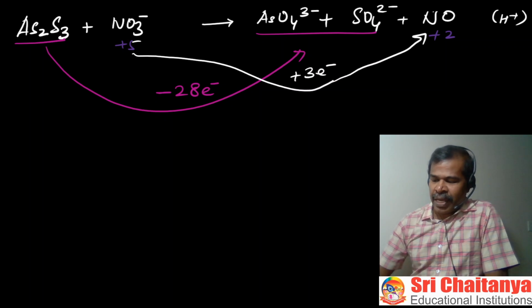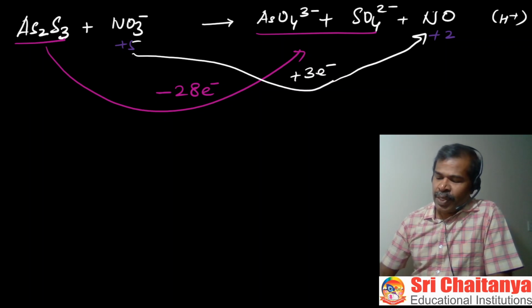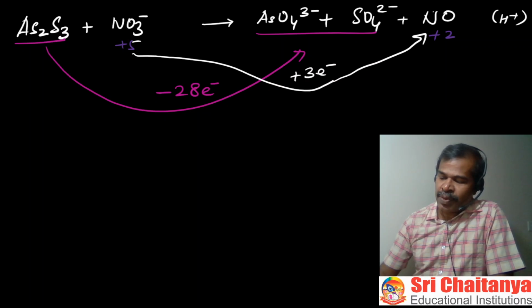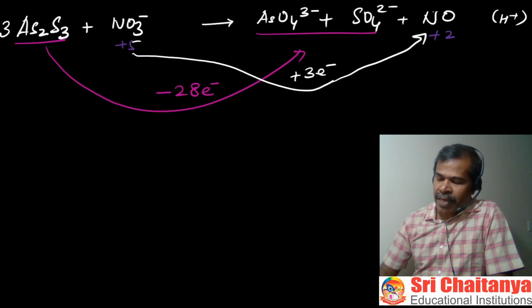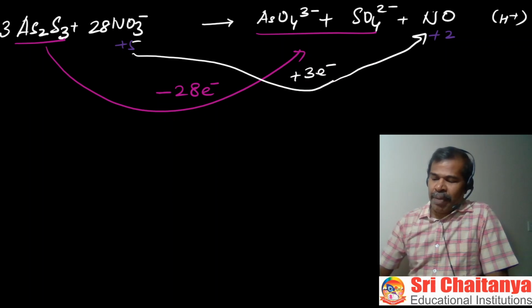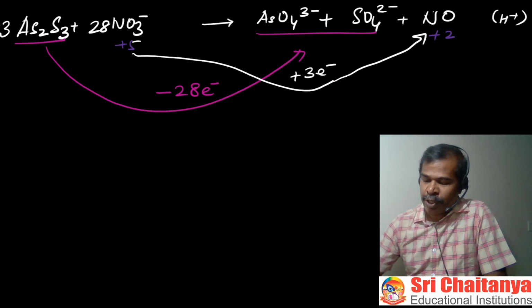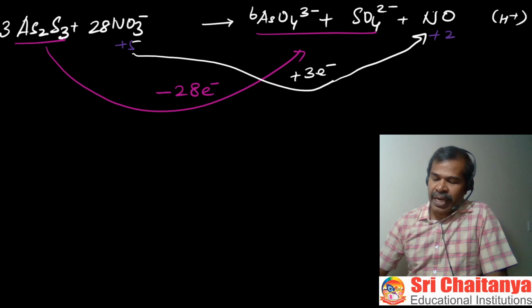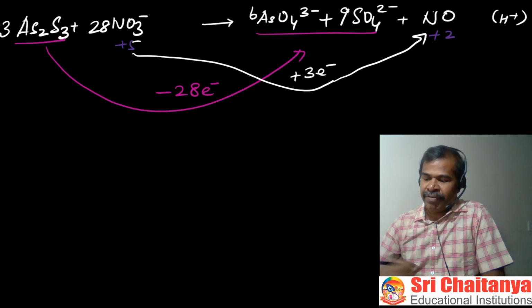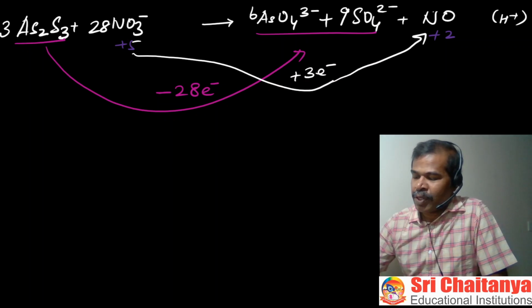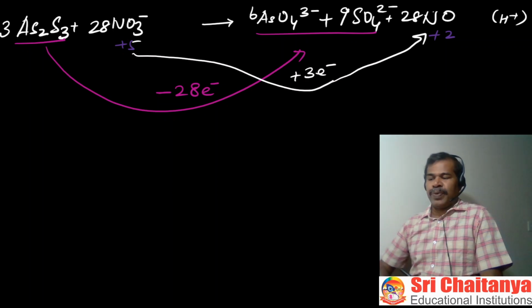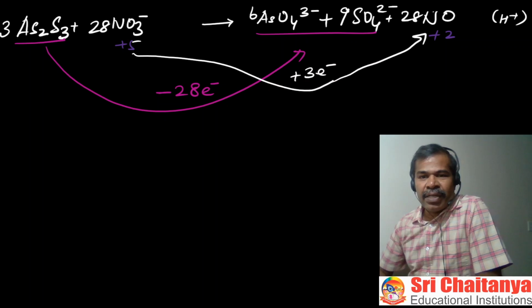They are already in the simple ratio. You can exchange the numbers. So the coefficient of As2S3 is going to be 3, and this is going to be 28. Now I'll balance all the atoms other than charges. 3 into 2, 6 arsenic, so it should be 6, and 3 into 3, 9 sulfur, so it should be 9 sulfate, and 28 N, so it must also be 28 NO.